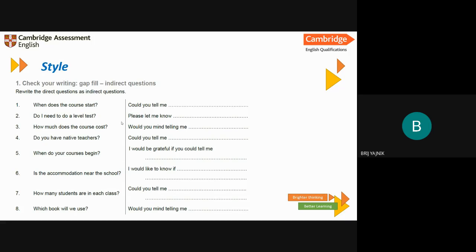When do your courses begin? And it says, I would be grateful. Look at the line it is used. I would be grateful if you could tell me. So what do you think? I would be grateful if you could tell me. And you cannot use WH questions when you're asking indirect questions. So you cannot use any other question words like how and when and why. So I would be grateful if you could tell me what. If you could tell me what.